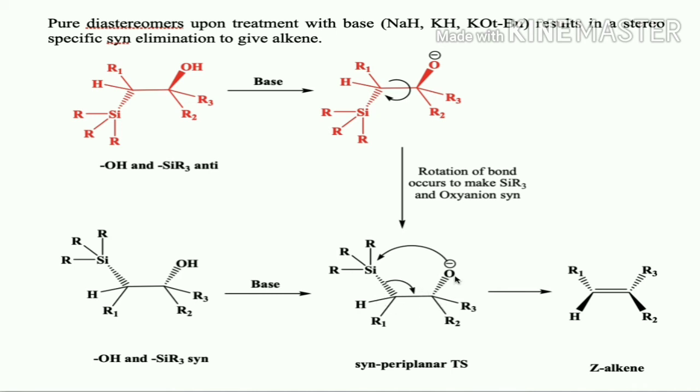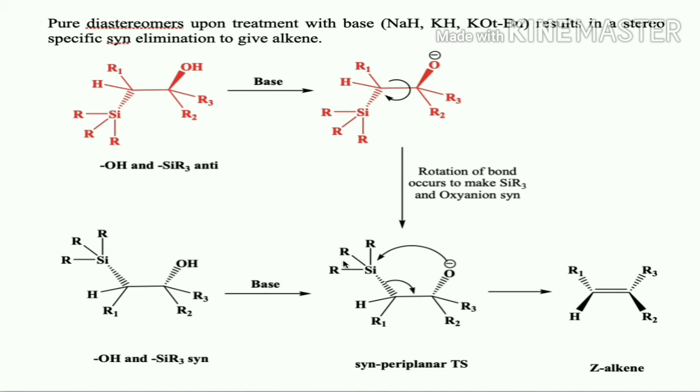So this syn periplanar transition state will undergo stereospecific syn elimination reaction to give Z-alkene. So what happens in the case where the OH group and silyl group are on the same side? Then there is no question of rotation. If you treat with base, deprotonation will take place and it is going to follow the syn periplanar transition state. So syn elimination takes place to give Z-alkene.